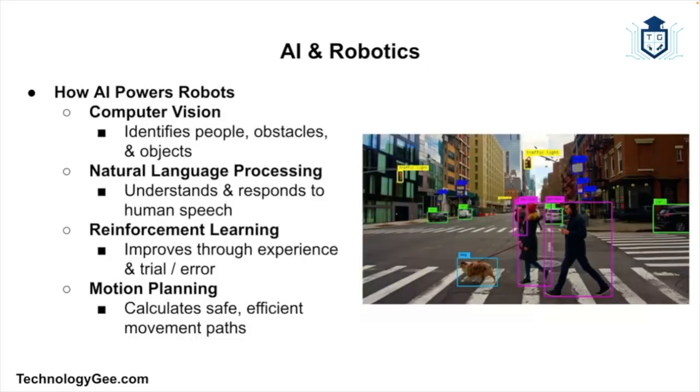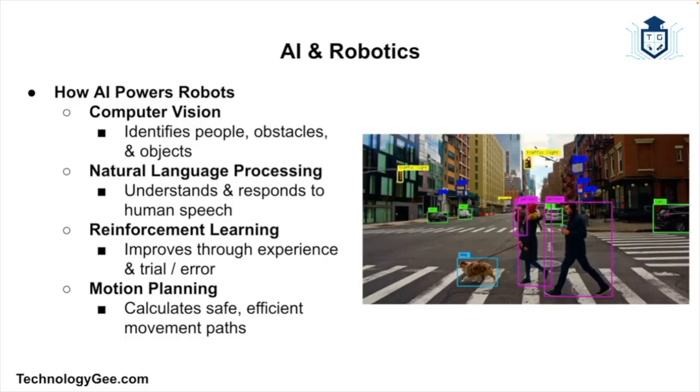So, what exactly does the AI do inside of a robot? Well, for some, it can provide computer vision where it can recognize people, objects, and environments. Some of them engage in natural language processing where they can understand and respond to human commands. Some do reinforcement learning where they can improve performance through trial and error.